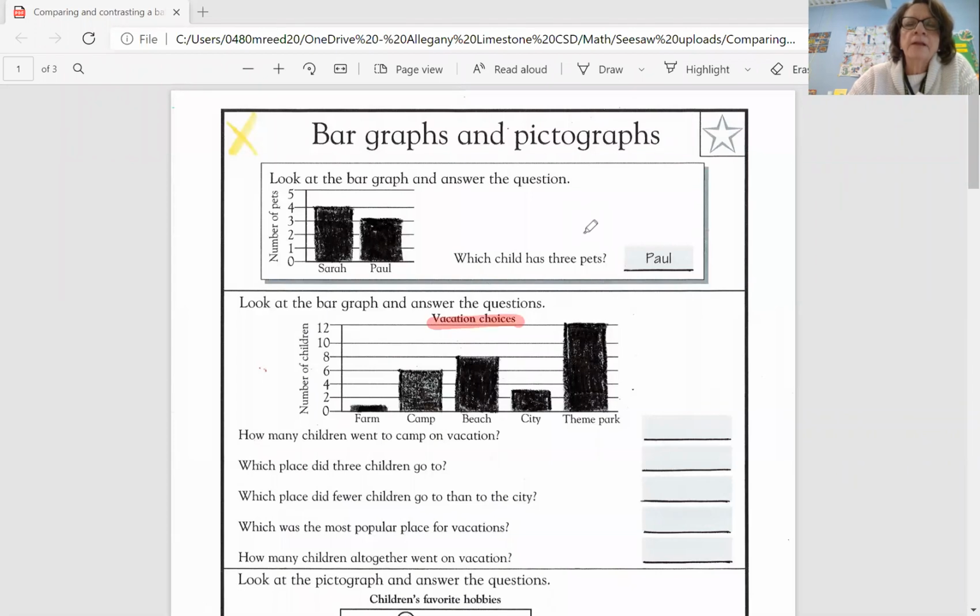We have our title, our vacation choices. We have our categories and our labels here. We have our scale here. We have our bars, okay? Now, I'm going to clear all those.